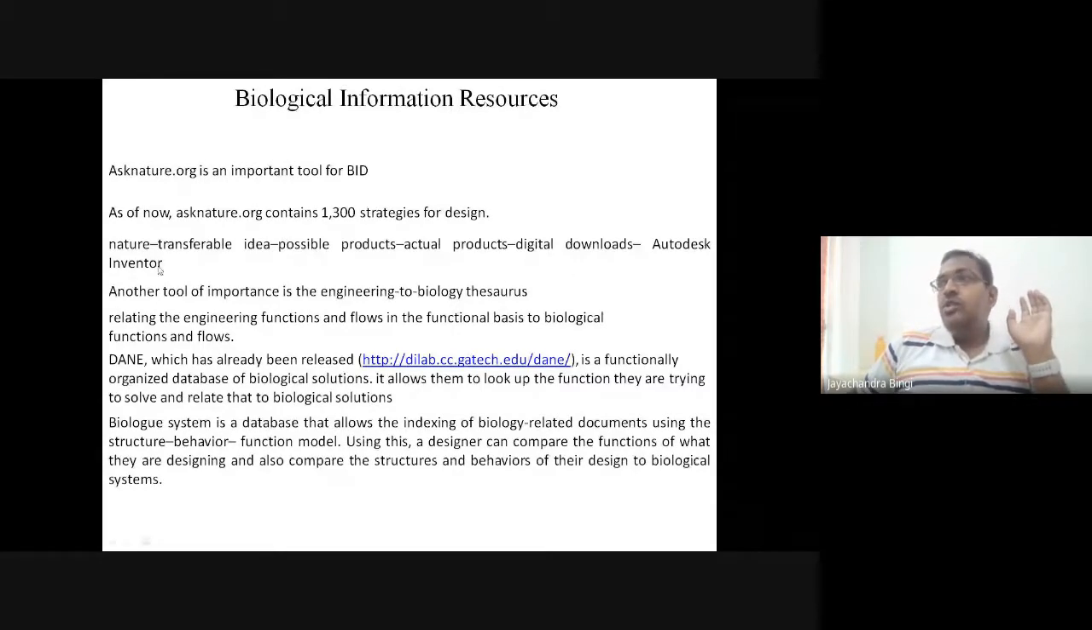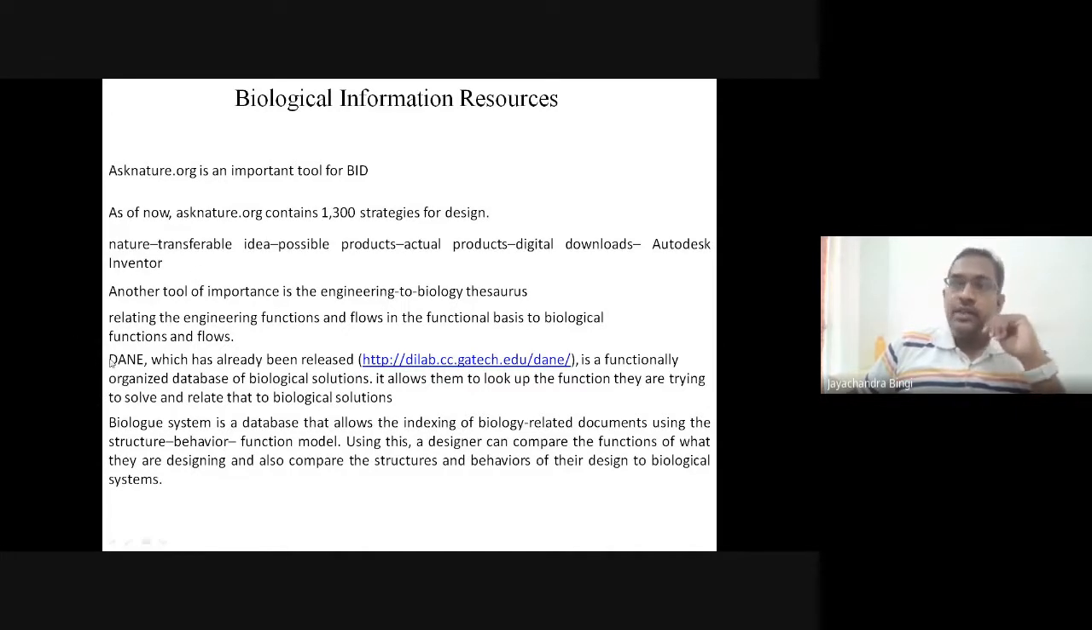Okay, so in Ask Nature, this is what you are going to observe: nature to transferable idea, then possible product, then actual products, digital downloads, Autodesk Inventor. So many options are there. You can go and have a look at it. The only thing you must have with you is a keyword. That's it. If you have a keyword, then you can search for something.